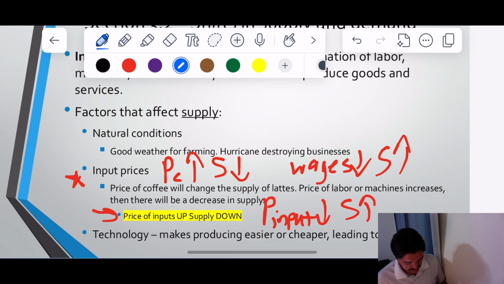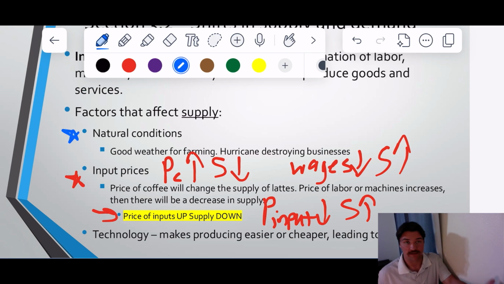Natural conditions also play a factor, such as good weather for farming. They have good weather, it's nice and sunny, so they can produce more. If a hurricane destroys a bunch of businesses, obviously supply would be lower. So natural conditions do play a major part in supply.